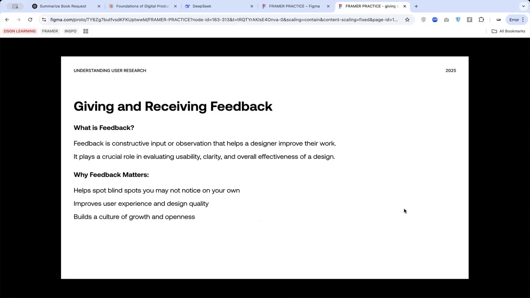Then it asks, why does feedback matter? It helps you spot blind spots that you may not notice. There is a particular bias in design called the sunk cost fallacy. If you went through that Google course, you'll probably have come across it. What it means is that as a designer, the deeper you go into a project, the more blind spots you have, and the more you cannot detach from the project. So maybe I've worked on a project for 6 months, 8 months, 9 months, 1 year, maybe 2 years.